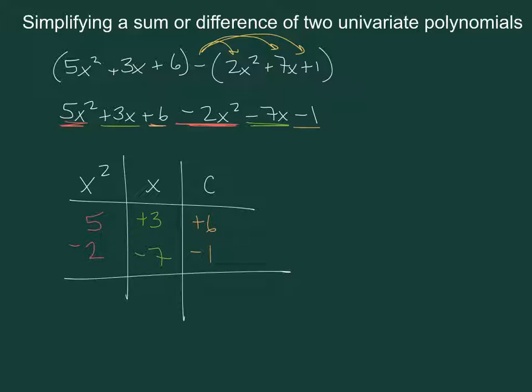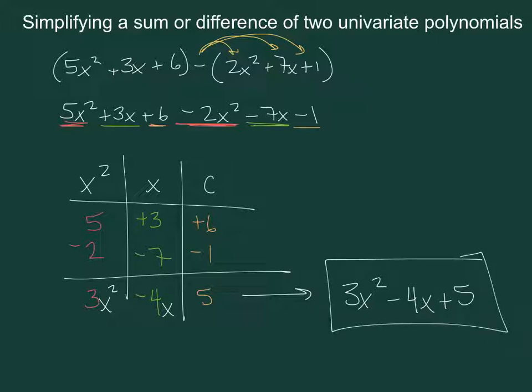So 5 minus 2 is 3. And 3 minus 7 is negative 4. And 6 minus 1 is 5. And we take these, and all we do is we tack on x squared, x, and that last one's constant. So our final answer is going to be 3x squared minus 4x plus 5. And that's what you would type into the system. Okay?